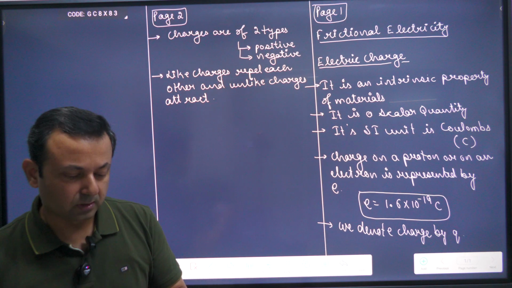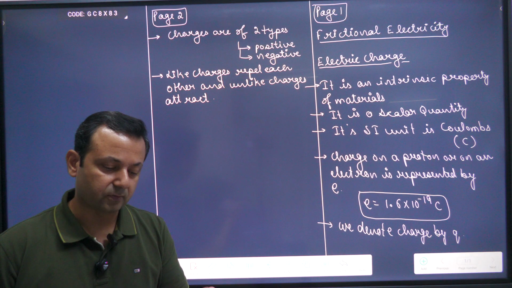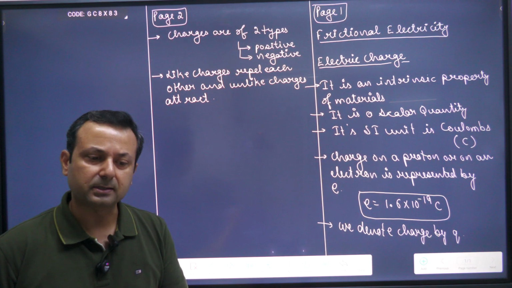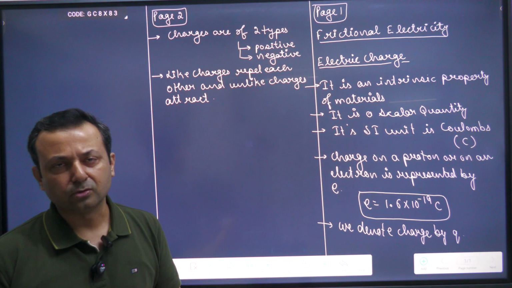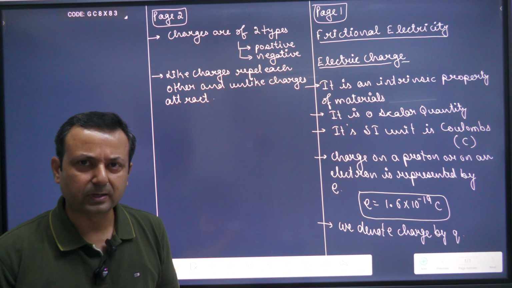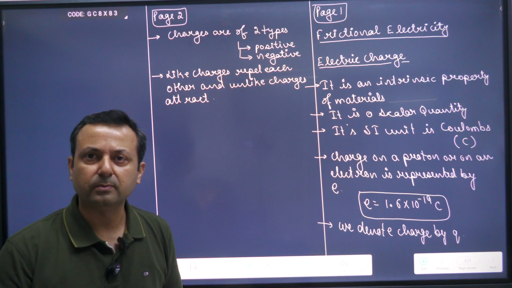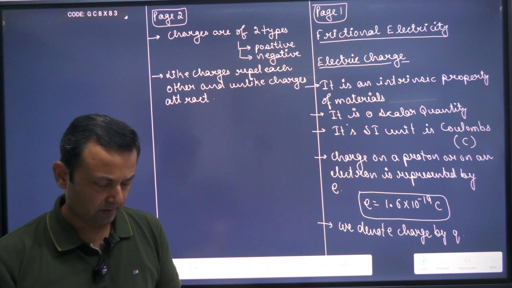Next, we have insulators. The substances through which electric charges cannot flow easily are called insulators. Most of the non-metals like glass, diamond, plastic, nylon, etc., are insulators. So I think these two points might be very clear to you. Insulators do not allow electric charges to flow through them, and conductors allow electric charges to flow through them very easily.